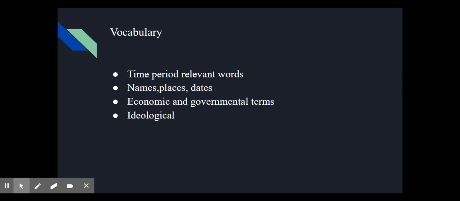So another kind of vocabulary is economic and governmental terms, things like market, depression, cycles, words that can have multiple meanings depending on the context. But when you're dealing with history, a lot of it has to do with government stuff, economic stuff, and these words pop up a lot, especially depending on what time period you're looking at. If you're looking at the Great Depression, a lot of stuff is going to be about economic stuff.